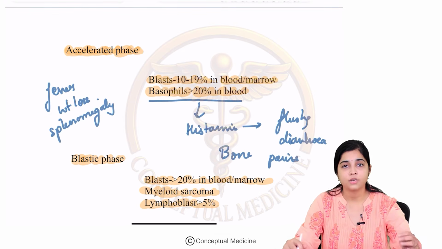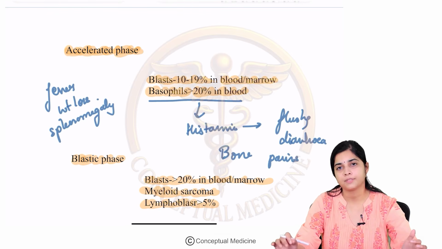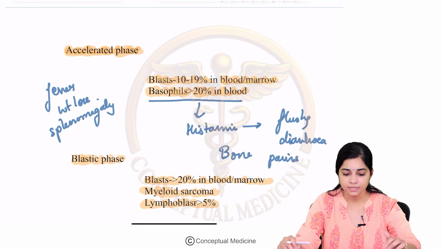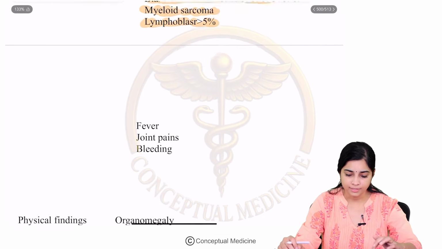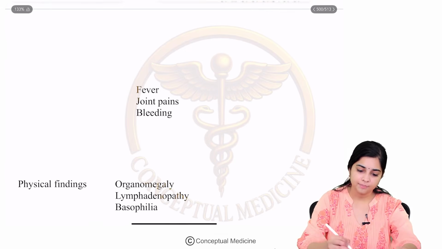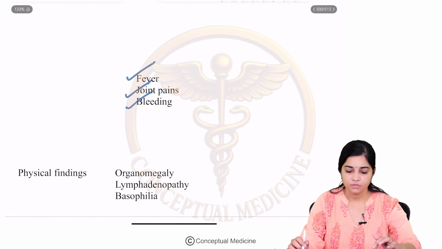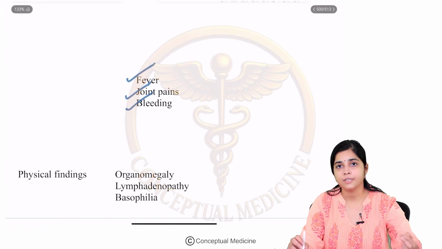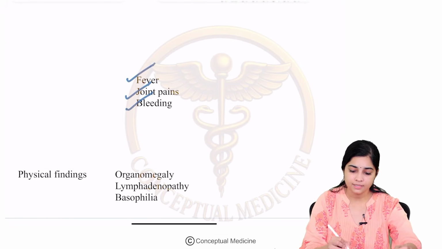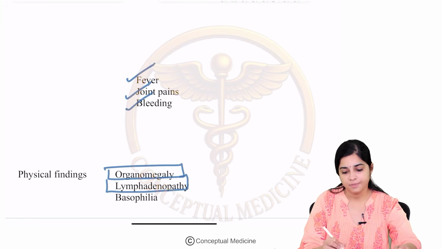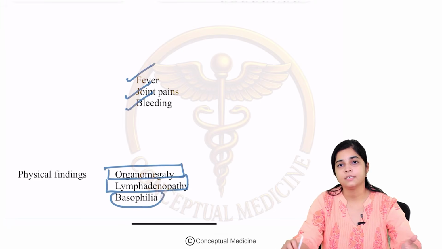Okay, clear? So, how do you differentiate accelerated phase from blastic phase? In the accelerated phase, usually the percentage of blasts is 10 to 19%. In the blastic phase, it is more than 20%. So how are they presenting? They present with fever, joint pains, bleeding and other systemic involvement. What are the other things that you can find in the accelerated and blastic phase? There is a sudden worsening of the organomegaly, sudden lymphadenopathy and basophilia, where increased basophils mean increased histamine, so there can be vasoconstriction, diarrhea, flushing and so on.